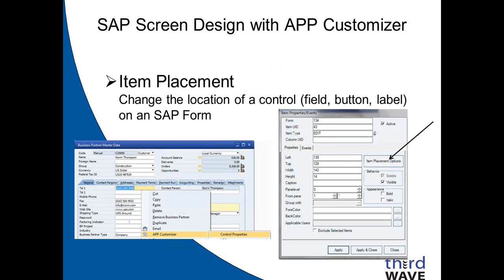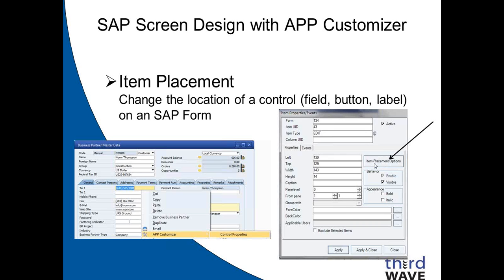And the first topic in here is item placement. Item placement allows you to change the location of a control on an SAP form or window. And you can accomplish this with APP by opening the control properties, just where we were before, and clicking on the item placement button. Okay, so that was one of the areas we did touch on.